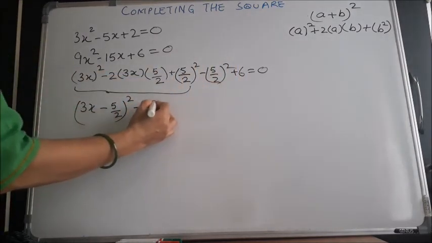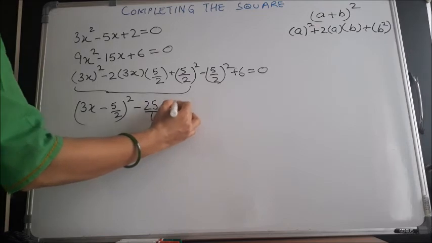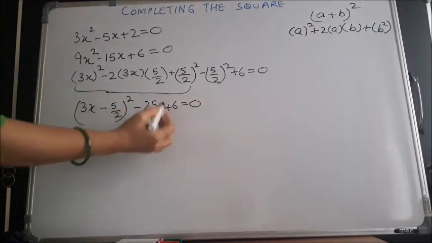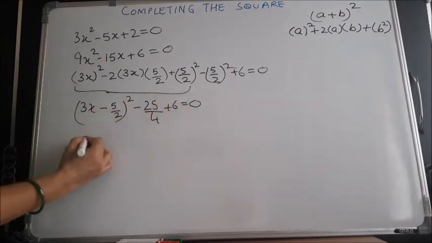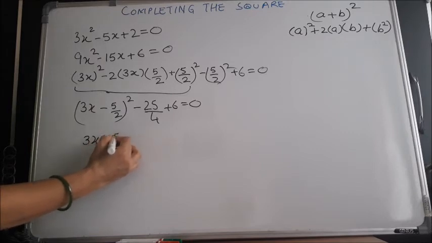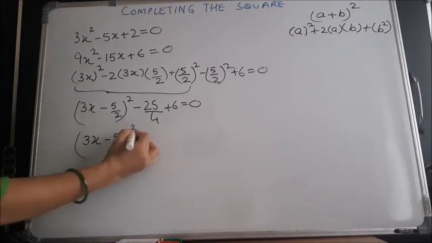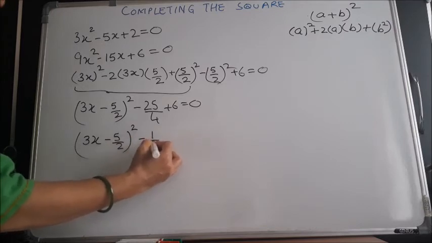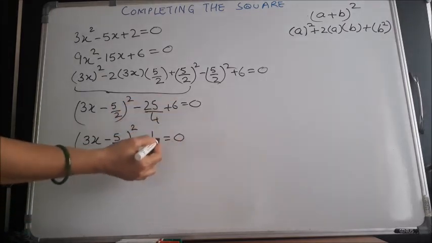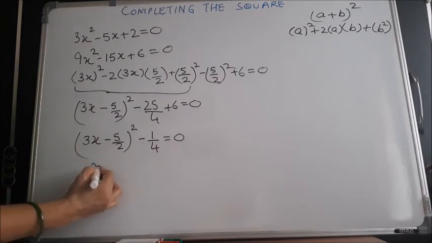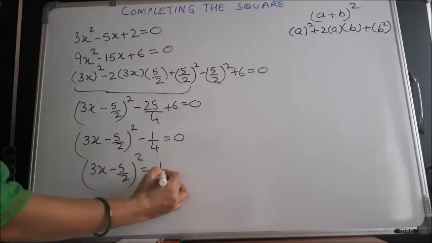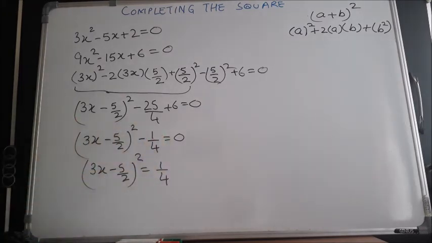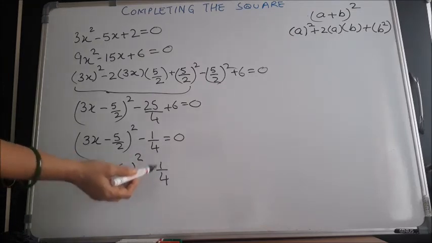This will give you a minus 25 upon 4 plus 6 equal to 0. And solving this will give you a 6 4s are 24, and minus 25 gives you a minus 1. So you are left with 3x minus 5 by 2 whole square minus 1 upon 4 equal to 0. Taking minus 1 upon 4 that side, we get 3x minus 5 upon 2 whole square is equal to 1 upon 4. Now let's take square roots on both the sides. So square root of 1 by 4 will be plus or minus 1 by 2.